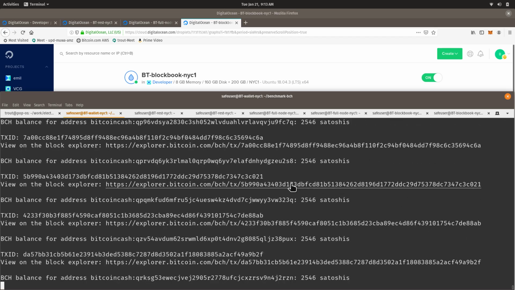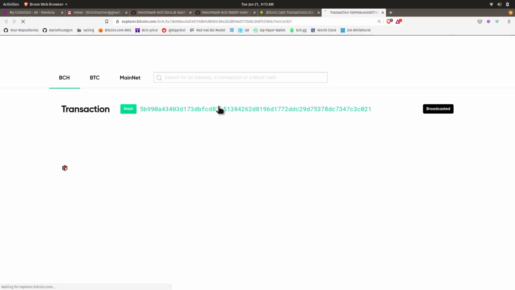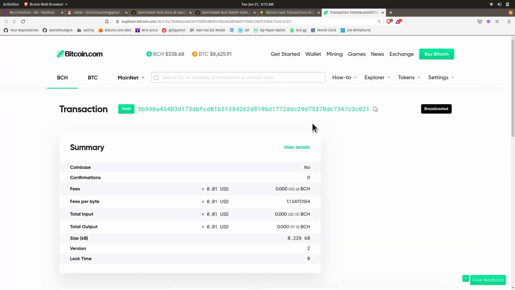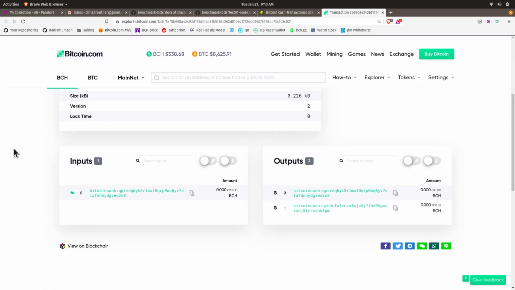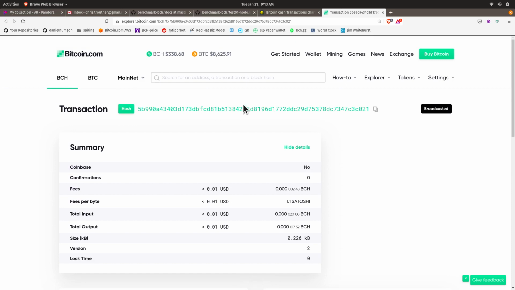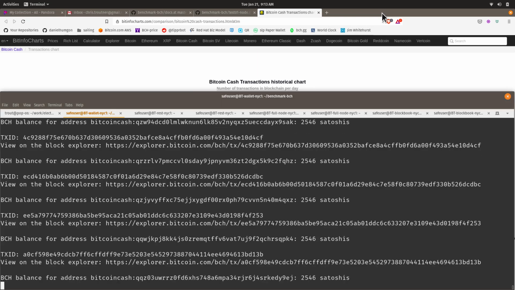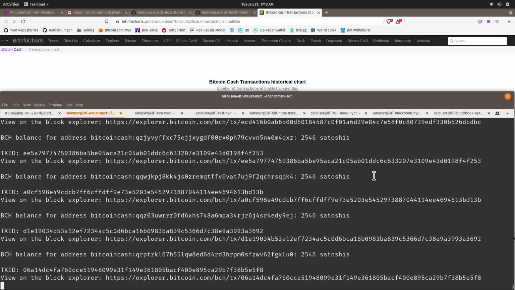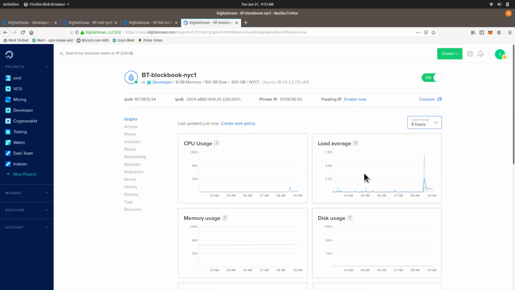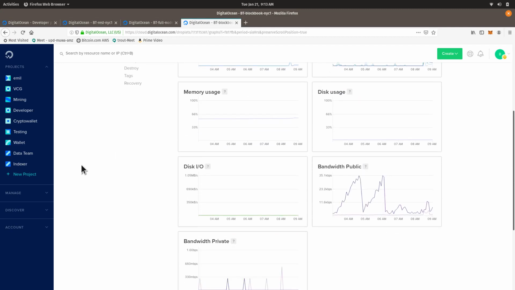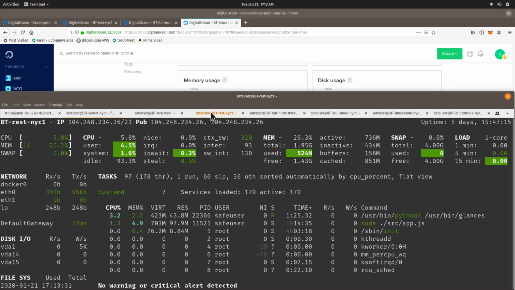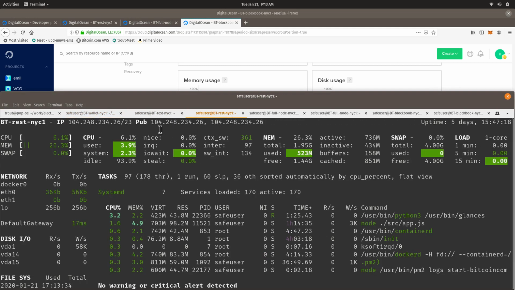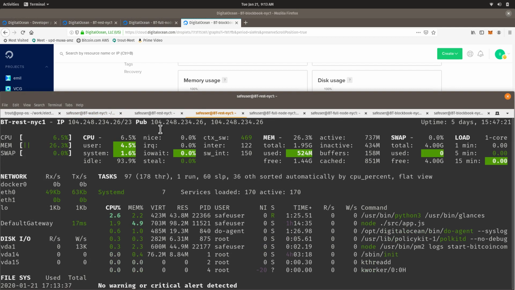So these are all live transactions. If I go to the Block Explorer, you can look and see it's broadcasted because it was just broadcasted. It hasn't been confirmed yet. Spending very small amounts of BCH. So I'll just let this run to completion and keep checking on these glances tabs.